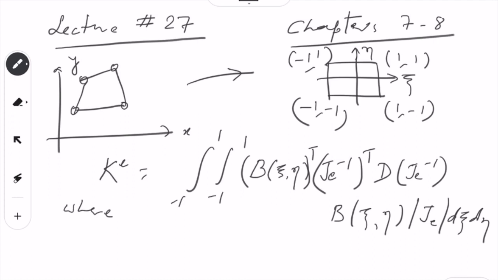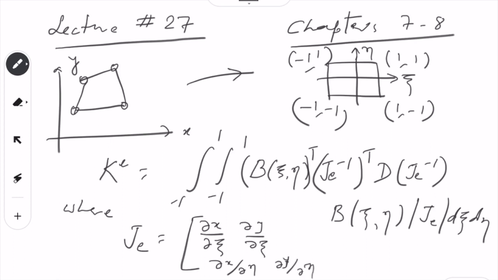Where first we write J^e. So J^e will be given by del x del xi, del y del xi, then we have del x del eta, and del y del eta. So this is what the Jacobian matrix is. And we can find this one because we have the relationship. So what is the relationship? We have x equal to the summation, i equal to 1 to 4, of N_i, which is a function of xi and eta, times x_i.